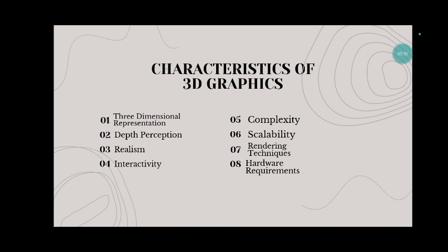Rendering techniques. Various rendering techniques such as ray tracing and rasterization are used to generate 3D images from mathematical representations of objects and scenes. Last one, hardware requirements. Rendering high quality 3D graphics often requires powerful hardware, including graphics processing units or GPUs, capable of handling complex calculations and rendering tasks.